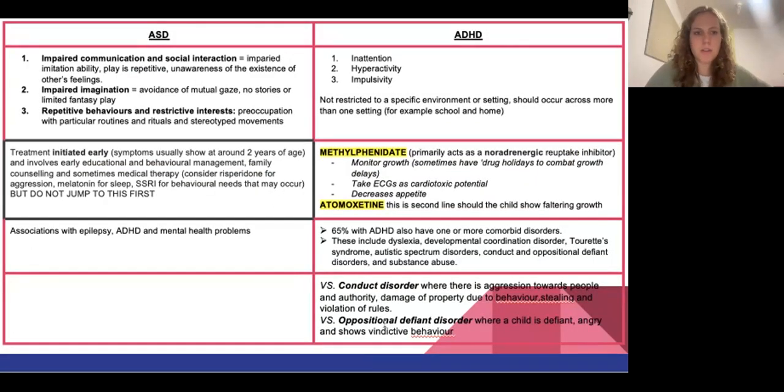And then conduct disorder versus oppositional defiant disorder. So ODD is usually in children, and they're a bit defiant, angry, but they're usually a lot younger. Whilst conduct disorder is properly established aggression towards people and authority, and usually involves a bit of criminal behavior at that point already. So that's probably more of a teenage child, if you're trying to figure out which one it is exactly.